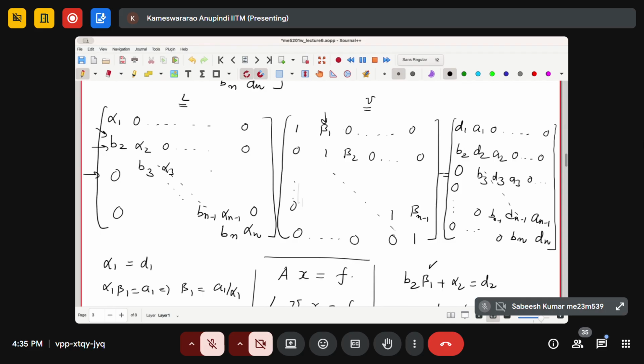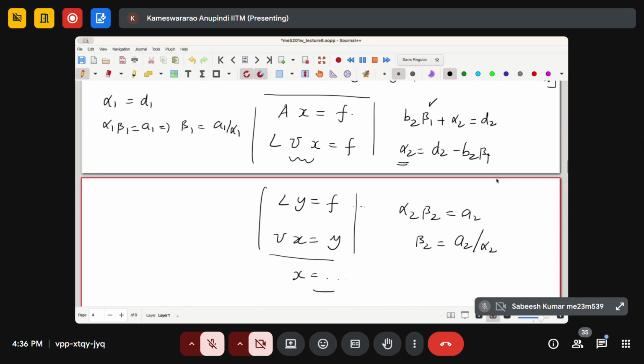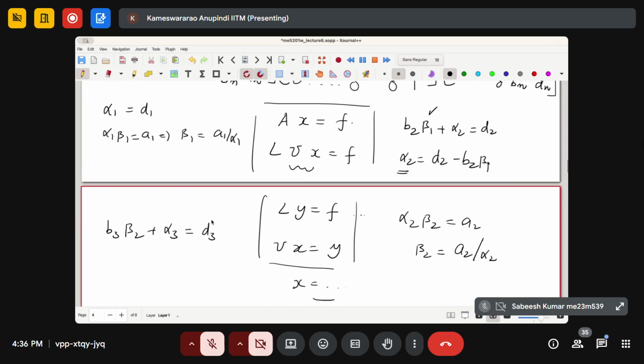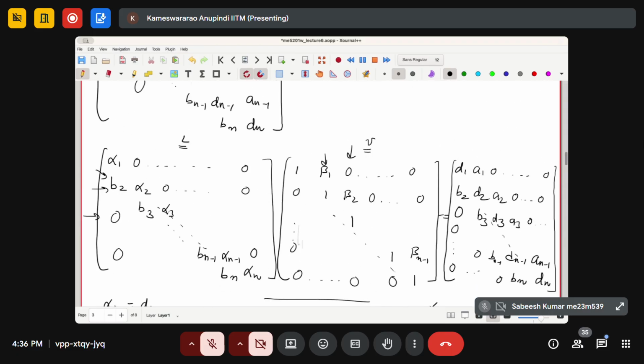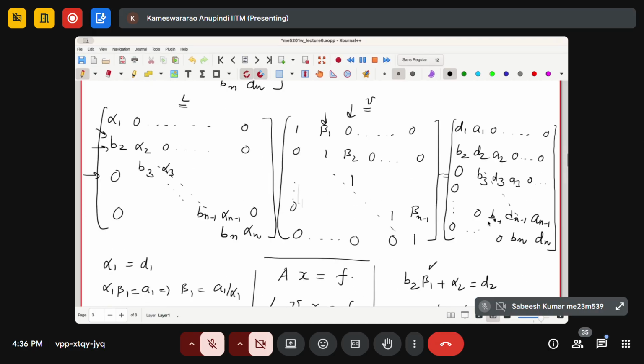So B3 beta 1 plus alpha 3 would be equal to, oh no, sorry, B3 equals B3. Multiply the third row with the third column. Third row with third column is going to give me B3 beta 2 plus, there is a 1 below this, plus alpha 3 equals D3, right? So B3 beta 2 plus alpha 3 equals D3. Is that correct? Okay, that's what I would get.